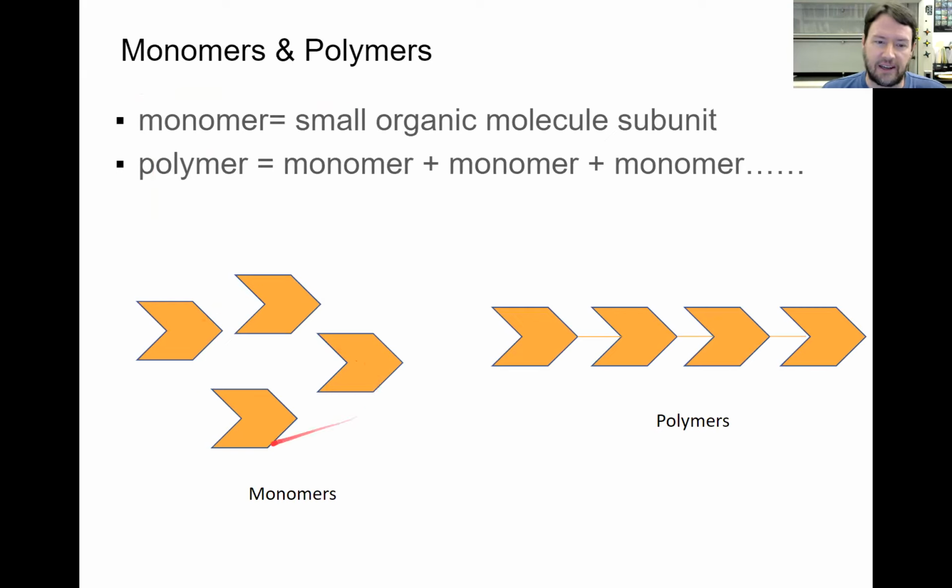So if these little arrow-shaped things are our monomers, these are small organic molecule subunits, and they have these attachment points, and they can get linked together to form a polymer. So a polymer is just, you take one monomer, add it to another, and then keep on adding monomers, and eventually you can get hundreds or thousands of monomers linked together into a polymer. Actually, I should say even millions for the largest of the polymers.